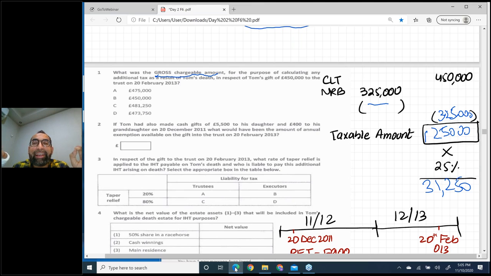Now just simply add it to 450,000 and you will get the gross. So 450,000 plus this 31,250 becomes 481,250. This is the answer. 481,250 is the answer, right?